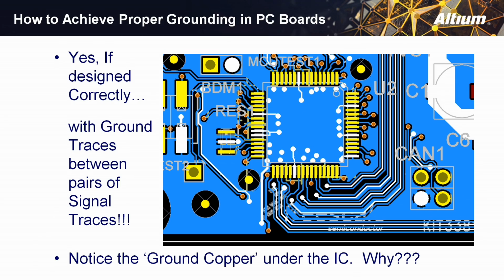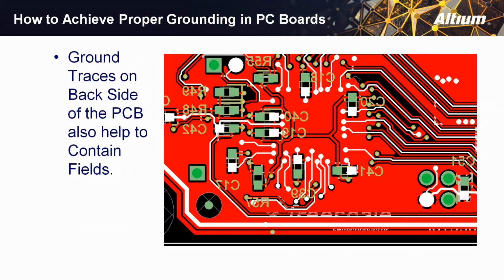Also notice the ground underneath the IC. That was done because it's not a real high quality IC. There were fields coming off of it, and Dan wanted to help contain those as well. And that was the purpose of that ground.